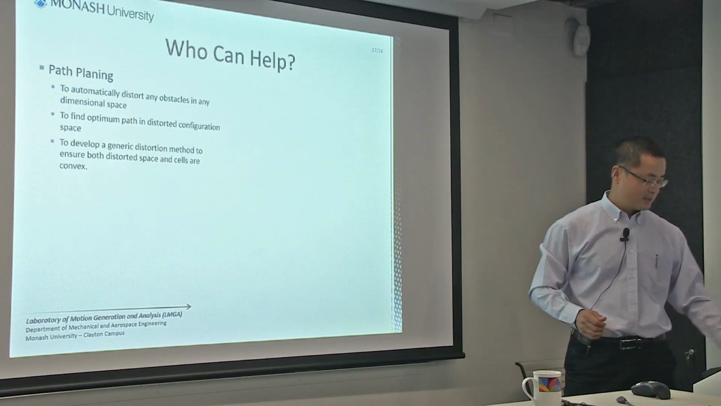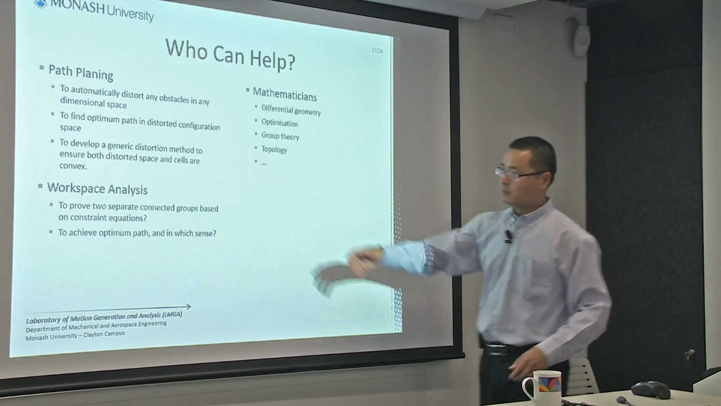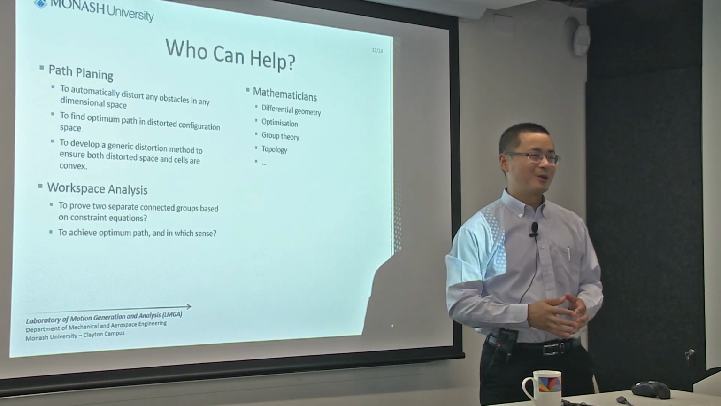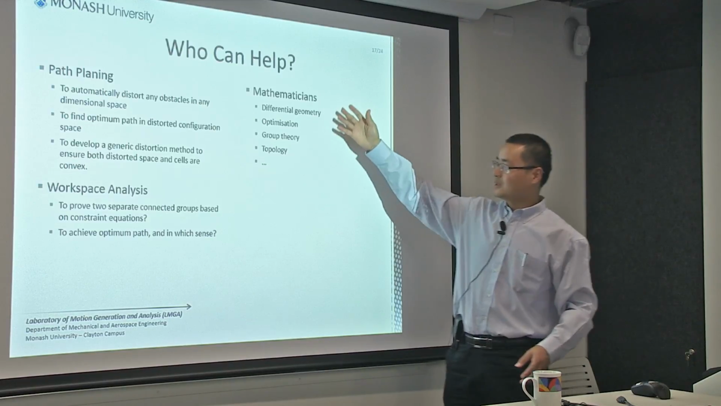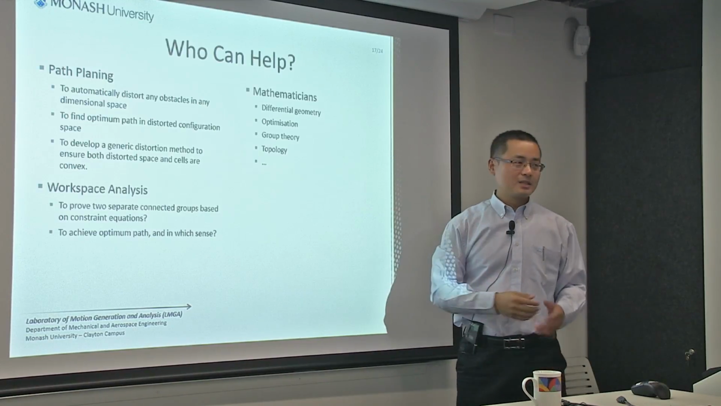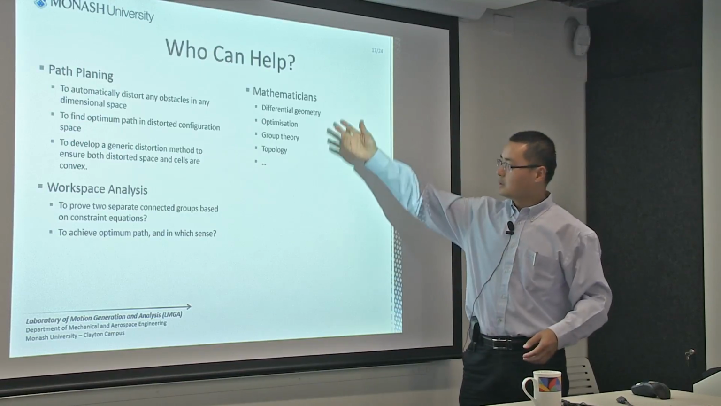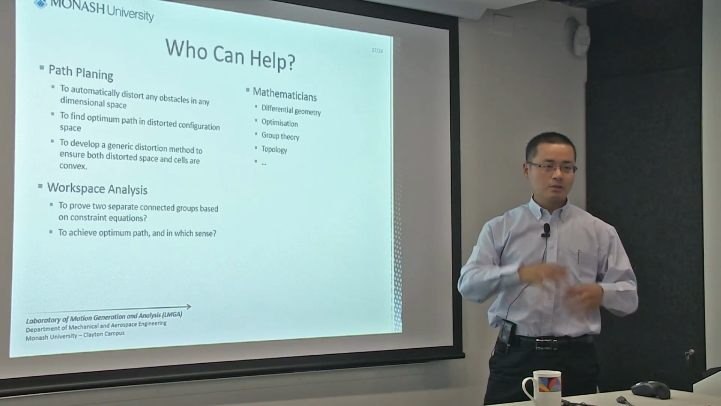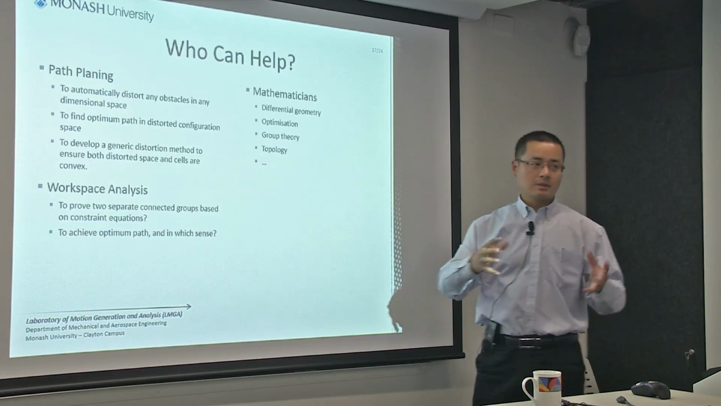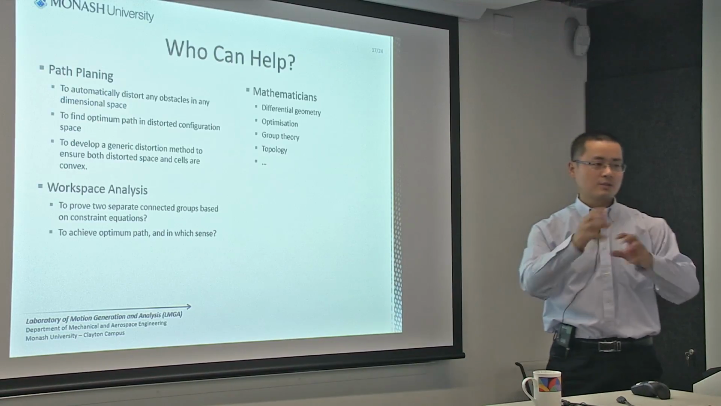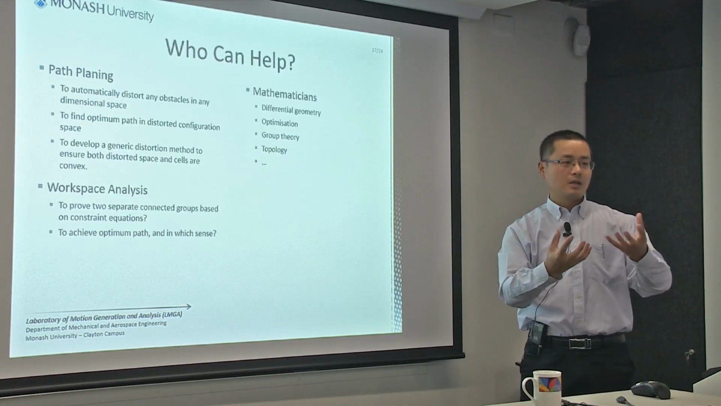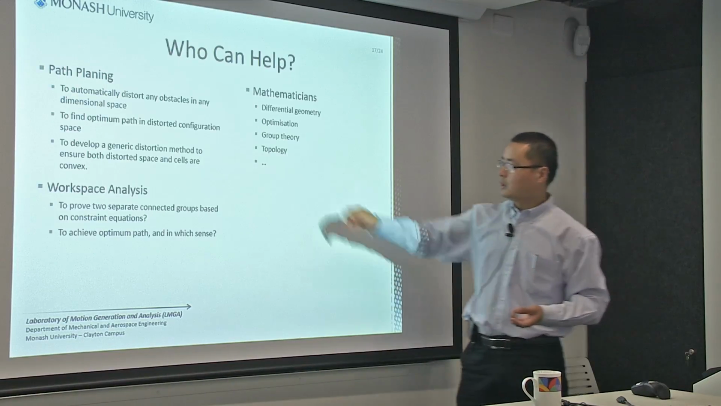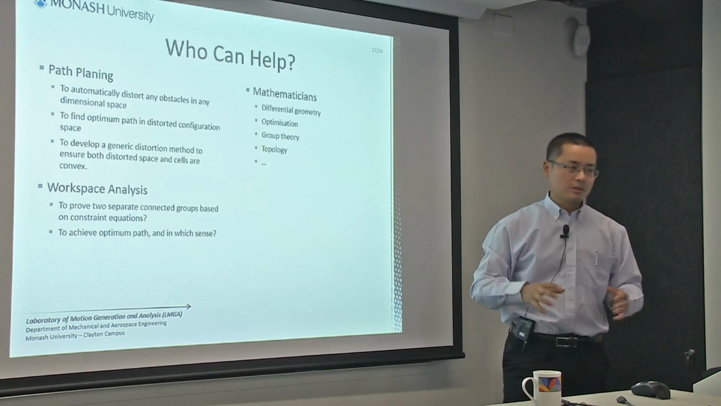So who can help us? This is the problem I proposed here, and to be honest, I have no idea who can help us. I can imagine that we might need some tools in differential geometry, and apparently in optimization to optimize the paths. The reason to think about differential geometry is that in the distorted configuration space, the space is bent, so the metric has to be introduced correctly. And also group theory and topology. This is what I can imagine.